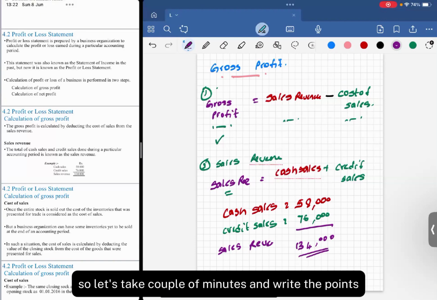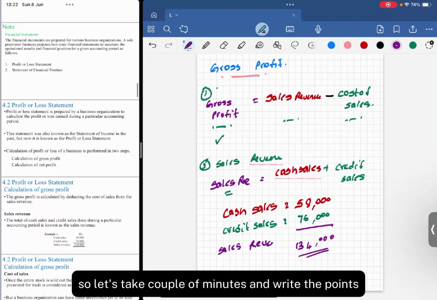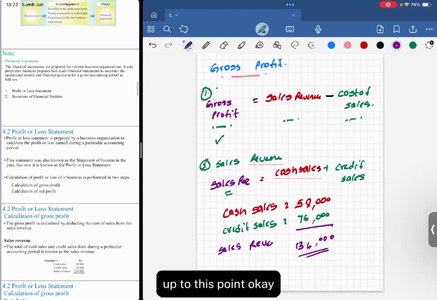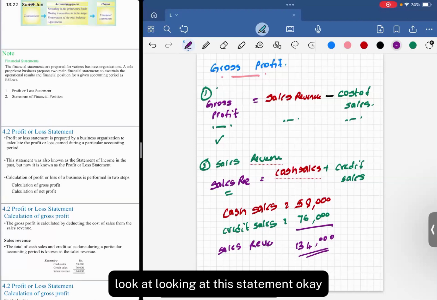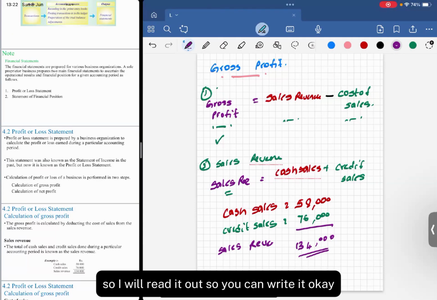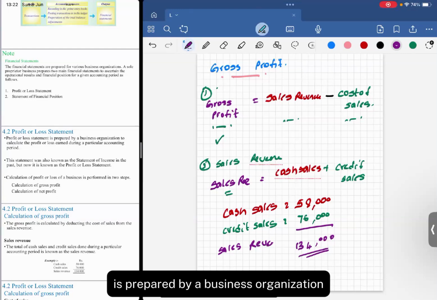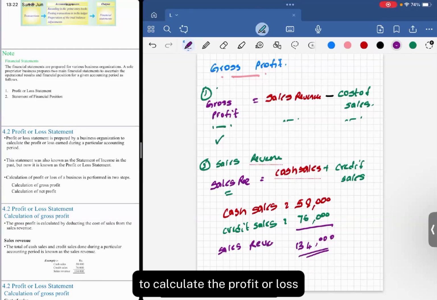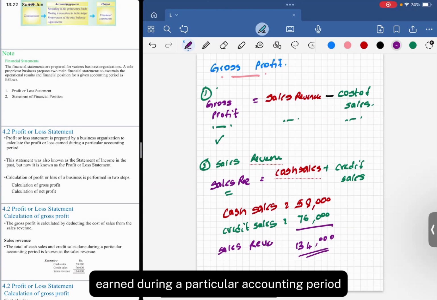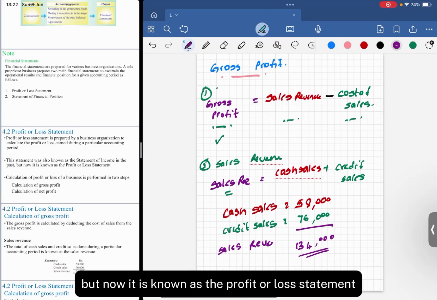So let's take a couple of minutes and write the points up to this point. You can write it looking at this statement. I will read it out so you can write it. Profit or loss statement. Profit or loss statement is prepared by a business organization to calculate the profit or loss earned during a particular accounting period. This statement was also known as the statement of income in the past, but now it is known as the profit or loss statement.